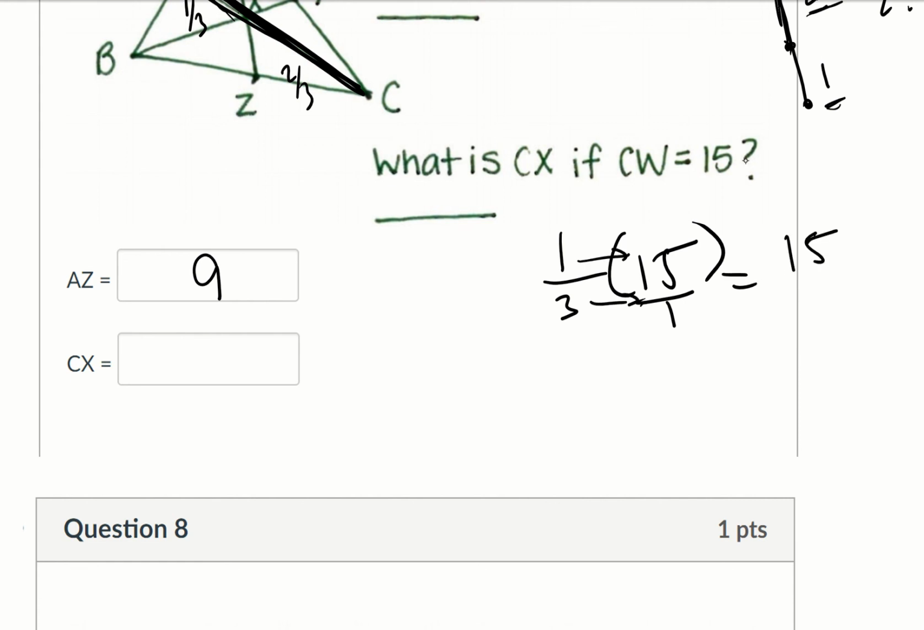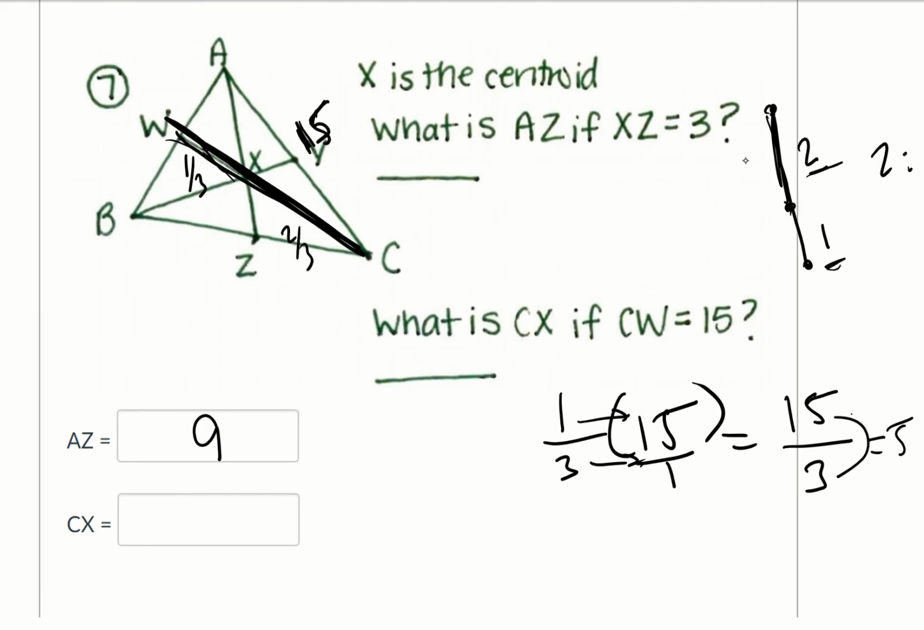So you get 15 times 1, and then 3 times 1. 15 divided by 3 is 5. So that means this is 5. And if you double that, you get 10. And so CX is 10.